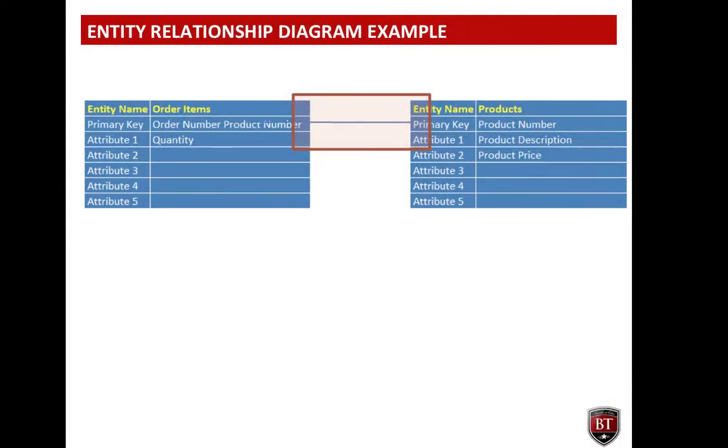Okay, now what kind of relationship is there between order items and products? Think about it and try to draw it yourself. Can one order items contain more than one products? Is it possible that one product shows up in more than one order items? Do you have the answer?